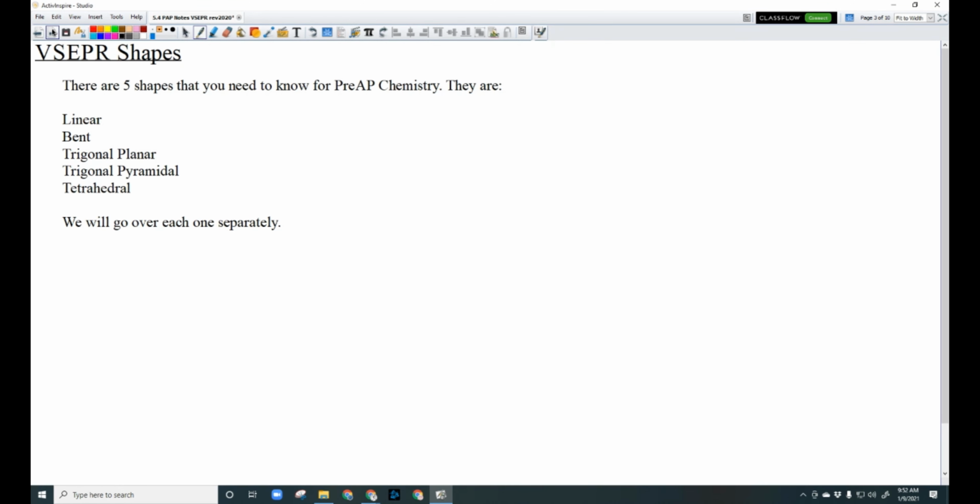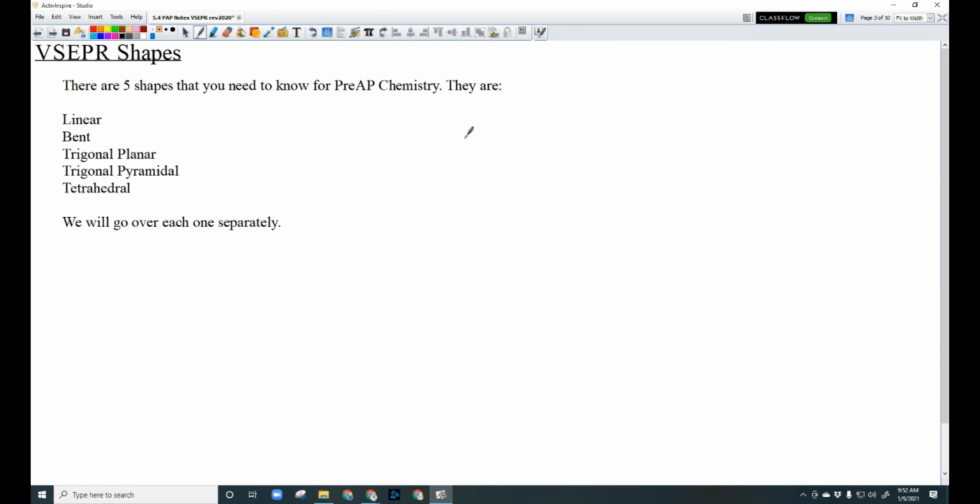And there are 5 VSEPR shapes that you're going to need to know for pre-AP chemistry. And these are linear, bent, trigonal planar, trigonal pyramidal, and tetrahedral. And we're going to go over each one of these separately. But it pays to know some prefix meanings here. So, for example, we don't have any prefixes here on linear and bent.